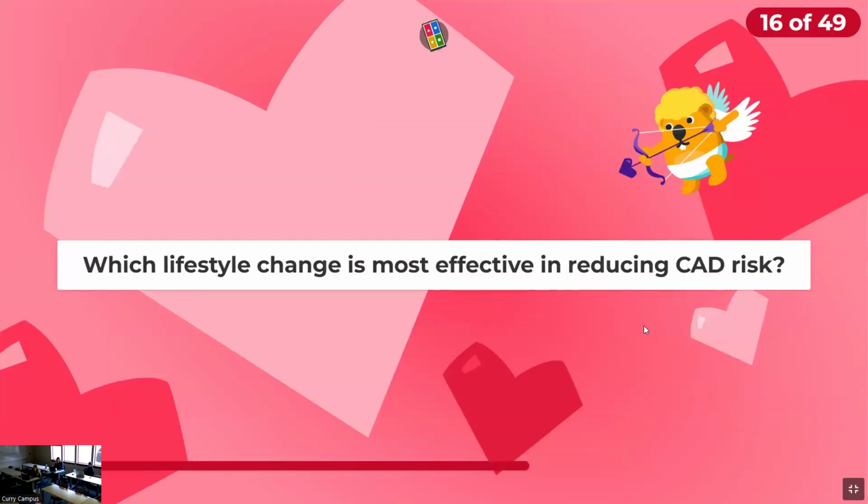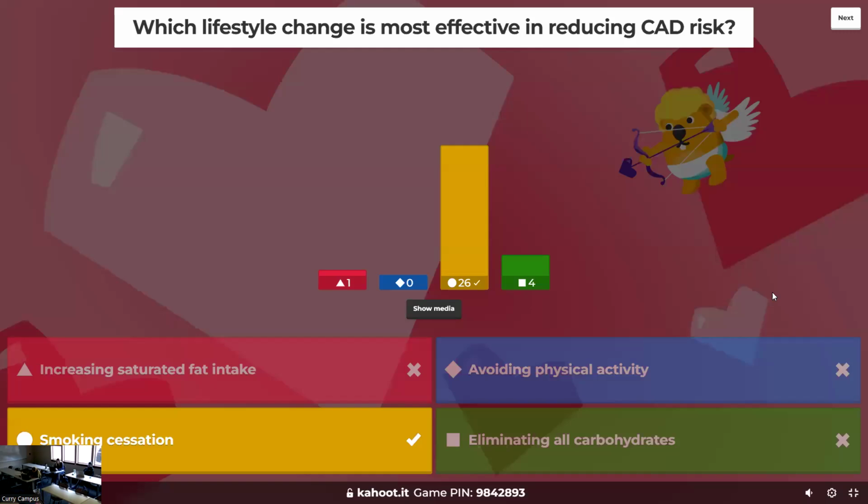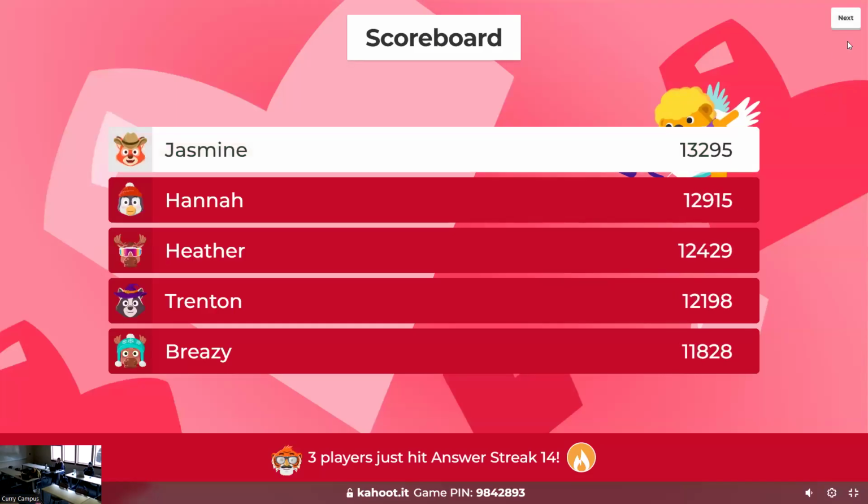Which lifestyle change is most effective in reducing CAD risk? And that bottom one is smoking cessation. Right, almost everybody got that one. Good. Okay, let's see where we're at here. And Jasmine's still ahead. And Heather's number 3.